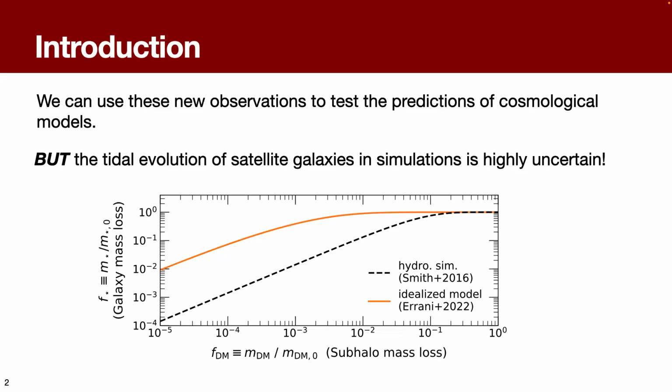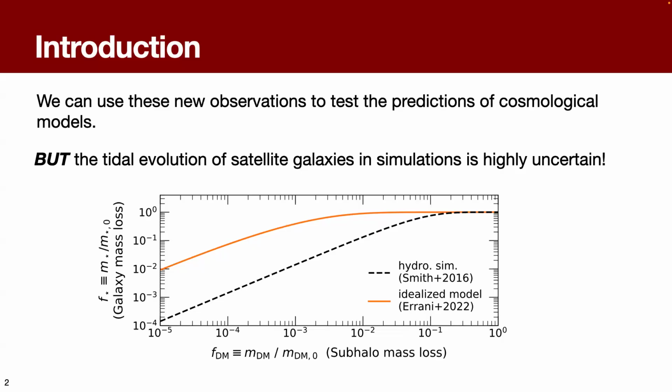Modern high-resolution idealized simulations predict that these low-mass subhalos can basically survive as shrinking bound remnants for arbitrarily long periods of time, while hydrodynamic simulations, which include things like baryonic physics, tend to predict that this mass loss happens much faster. So what I'm showing here is a comparison between the mass loss tracks or tidal tracks, as they're called, between a prediction from a hydrosim, so that's the dashed black line, and an idealized model in the solid orange line.